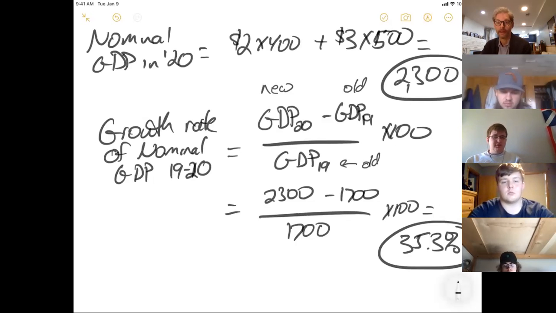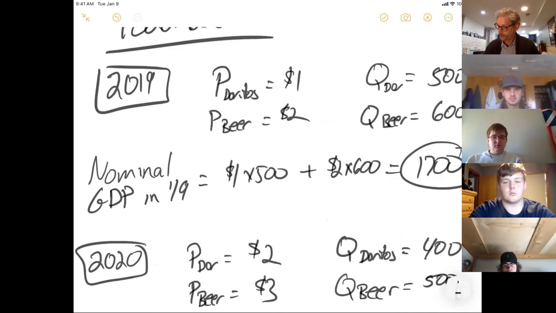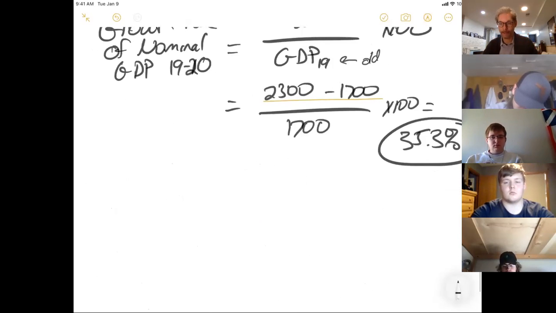Right. I mean, this is inflation, right? This country has experienced inflation. Doritos doubled in price and beer went up by 50%. So this country has experienced inflation, which makes it seem that the country is producing more. When in fact, if we look at the quantities, they're actually producing less. So this is the problem with using nominal data.